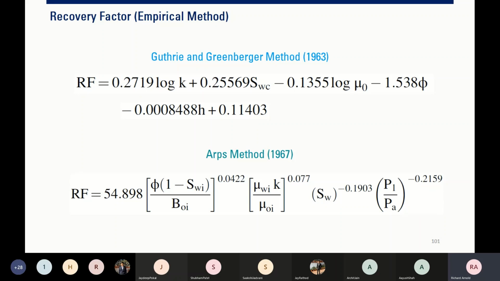Finally, of course, you need to also calculate the displacement efficiency, areal sweep efficiency, vertical sweep efficiency, right? With this analysis.